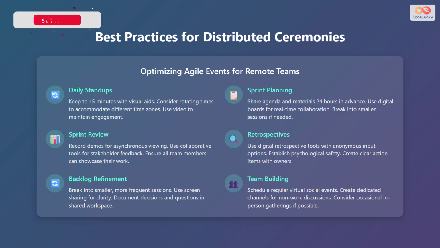Here are some best practices for optimizing Agile events for remote teams. For daily stand-ups, keep them to 15 minutes with visual aids and consider rotating times to accommodate different time zones. Use video to maintain engagement. For sprint planning, share the agenda and materials 24 hours in advance. Use digital boards for real-time collaboration. Break into smaller sessions if needed. For sprint review, record demos for asynchronous viewing. Use collaborative tools for stakeholder feedback. Ensure all team members can showcase their work.